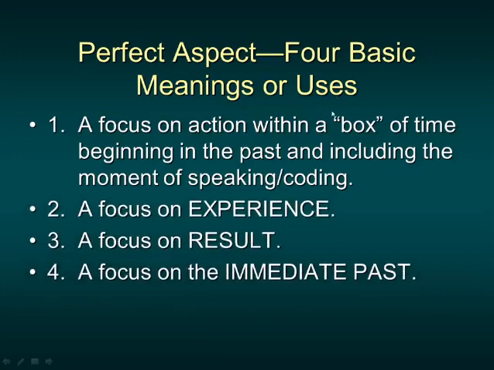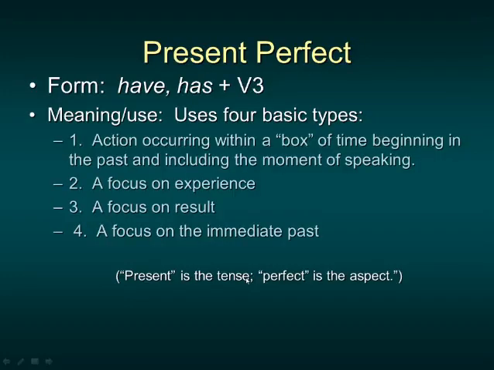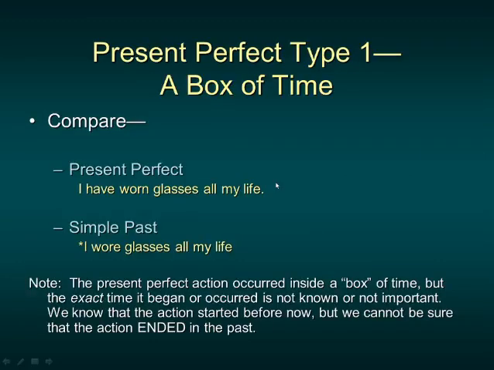So here the action starts in the past and is still continuing. Here, in order to show experience and result and immediate past. Then present is the tense, perfect is the aspect here. Present perfect has or have plus verb 3. Okay. Box of time. Present perfect.